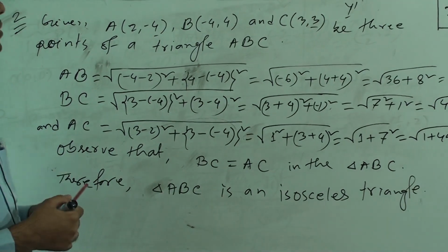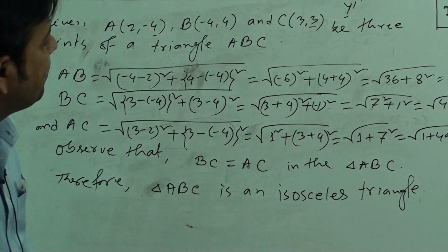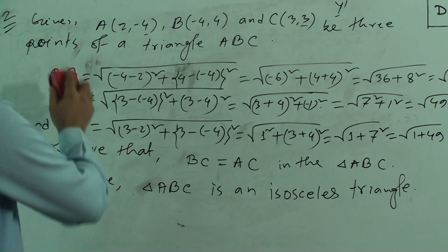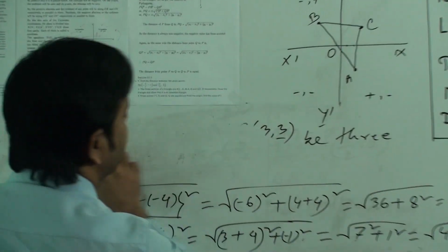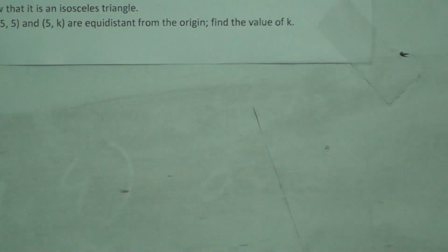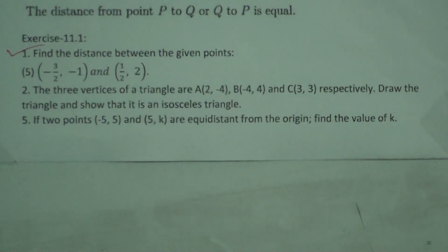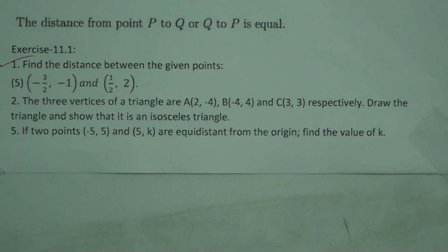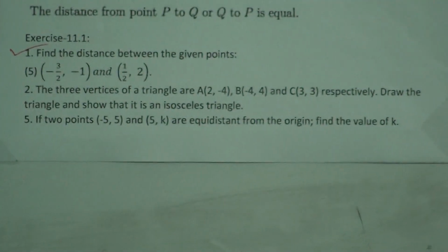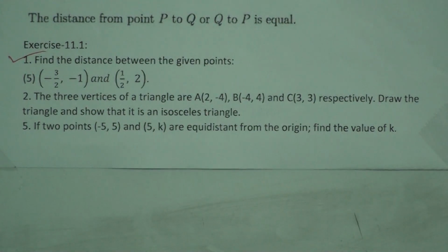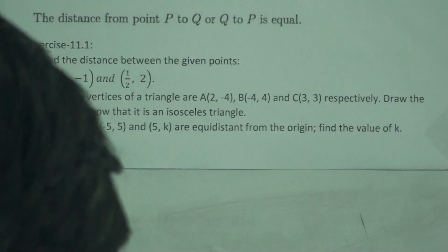Now I will solve question 5. Question 5. Okay, dear students, now go to question 5. What is question 5? Question 5 is, if 2 points minus 5, 5 and 5, k are equidistant from the origin, find the value of k. We need to determine the value of k if these 2 points are equidistant from the origin.